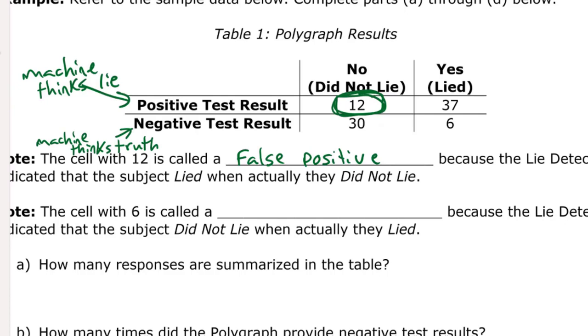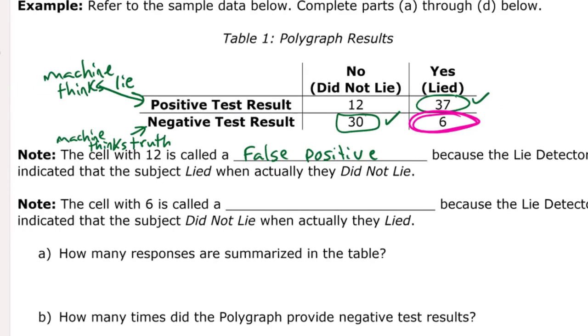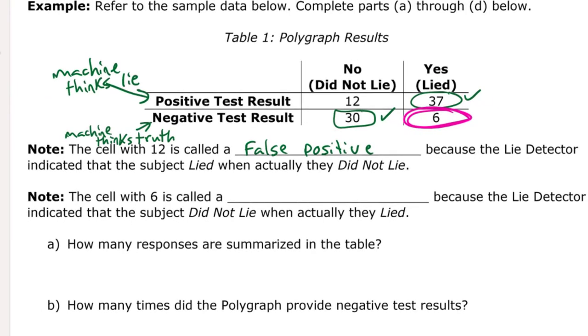And then going to another place on this table. The 30 underneath the 12 are the people that told the truth, and the machine also said they told the truth. So those 30 people are definitely okay. The 37 and the 30, those people are definitely fine. But what about these 6 people in the bottom right corner? Well, when they took the machine, they lied to the machine, but the machine thought it was the truth. So it didn't catch their lie. And this is what we call a false negative.